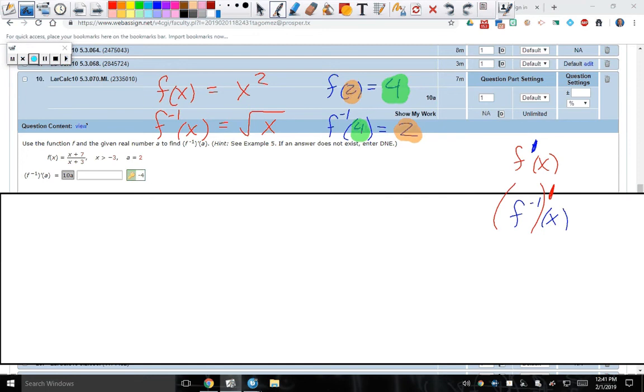Okay? So here we go. If you forget the shortcut, this is what you have to do. You have to first find what is the inverse of x, then derive it, and then plug in 2 to get your answer. Let's do that really quick. We have y is equal to x plus 7 over x plus 3. This is algebra 2. We switch the x's and the y's, and then we find the y all by itself.